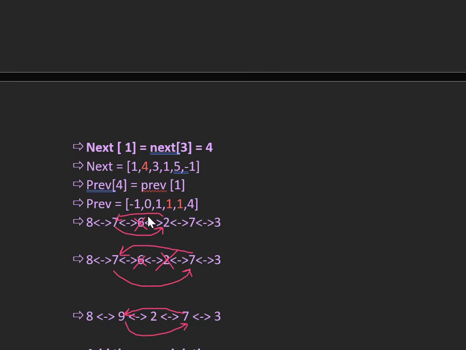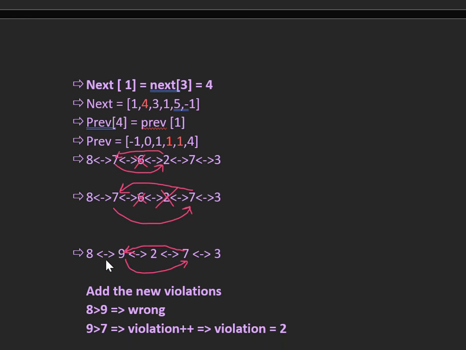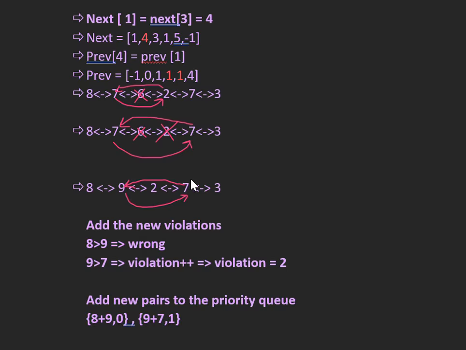In the first iteration we have removed 6, and now in this current iteration, ignoring 6, our linked list was 8 7 2 7 3, but now we are removing 7 as we have merged 7 and 2 as 9, so we are removing 2. So our linked list now has become 8 9 7 3. Now we will check what are the new violations created due to this merge.